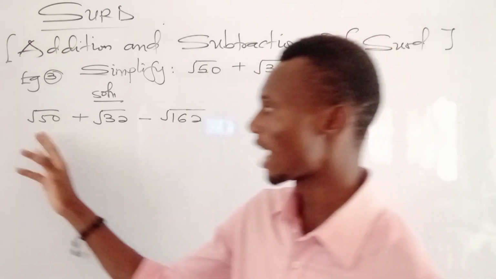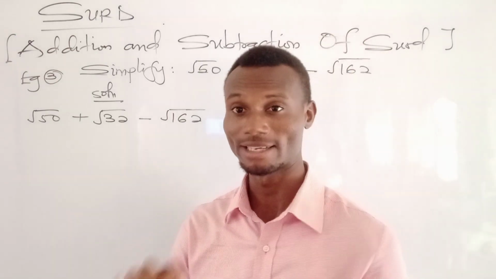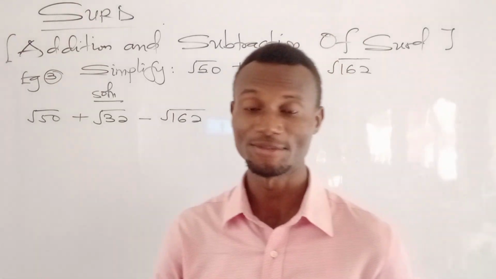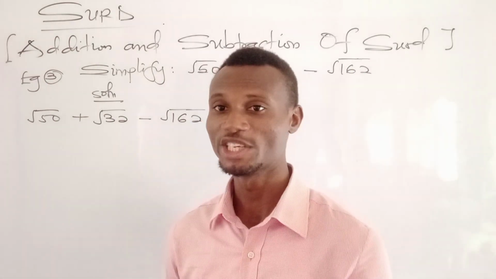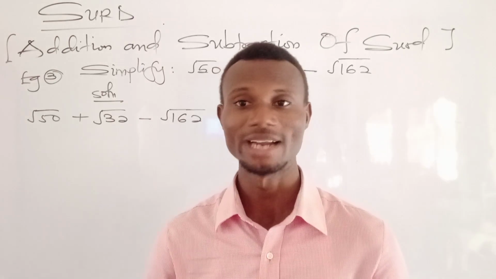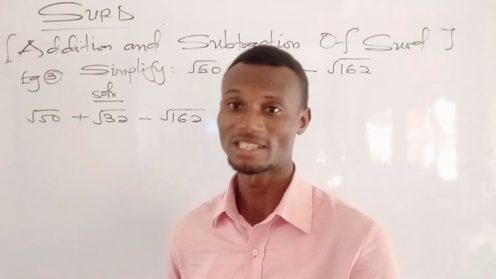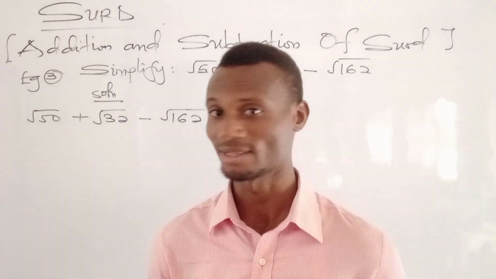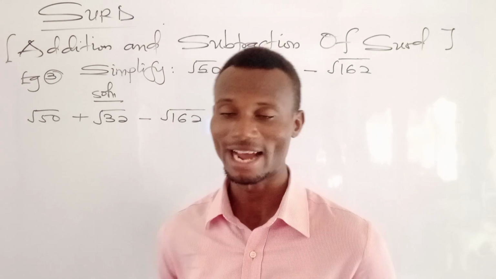So now let's start with the square root of 50. We are going to simplify it using the knowledge that we've had on simplification of surds. If you don't have any knowledge on simplification of surds, you will struggle with this one. That's why I keep on advising you to watch all the previous videos, because I've taught simplification of surds in a previous video. So search for it and watch it so that you can easily understand this.